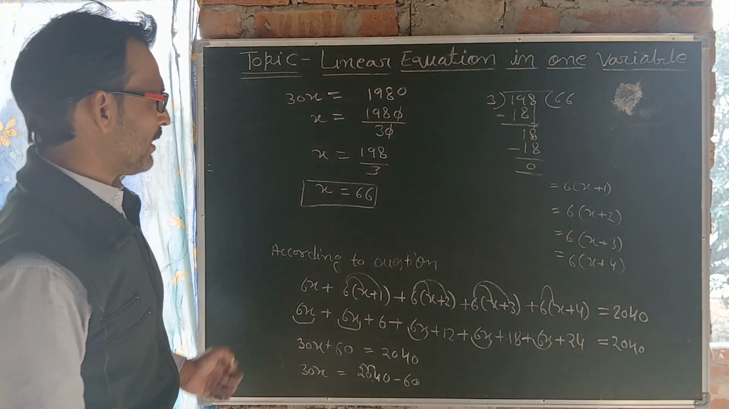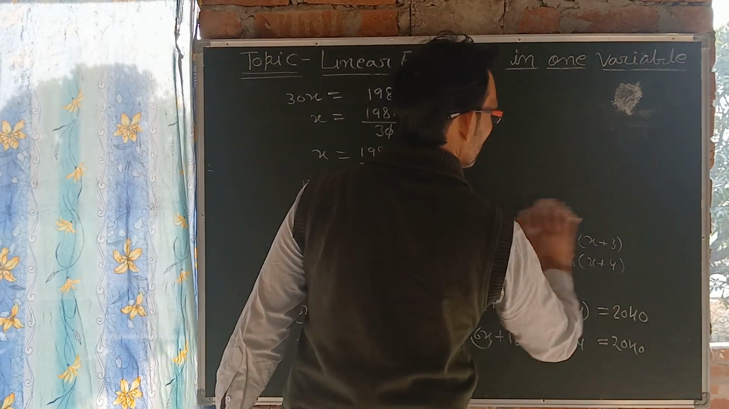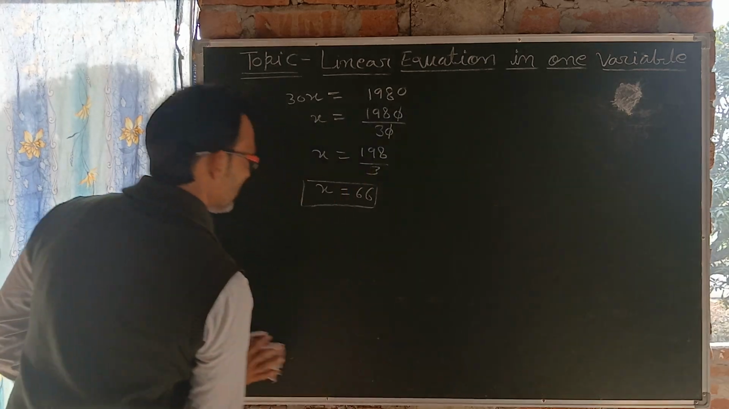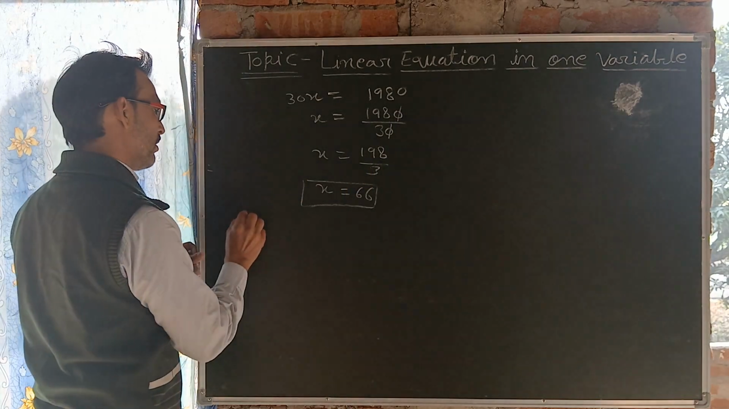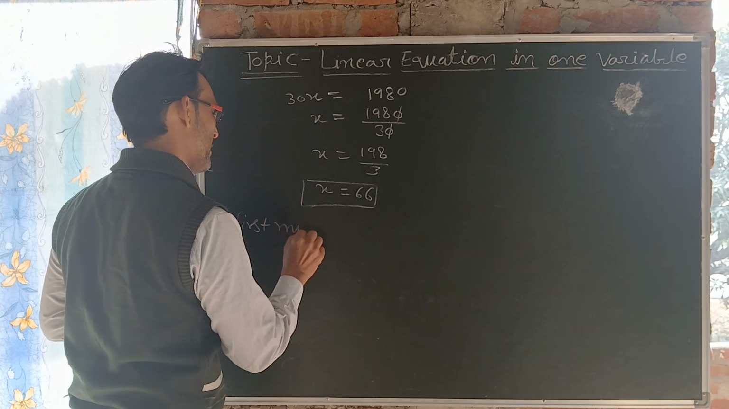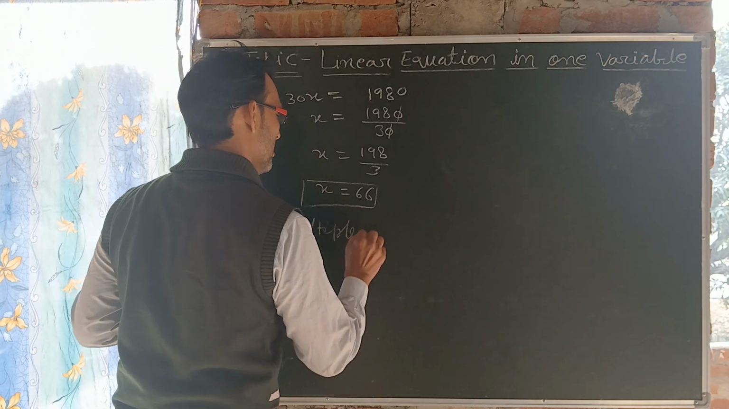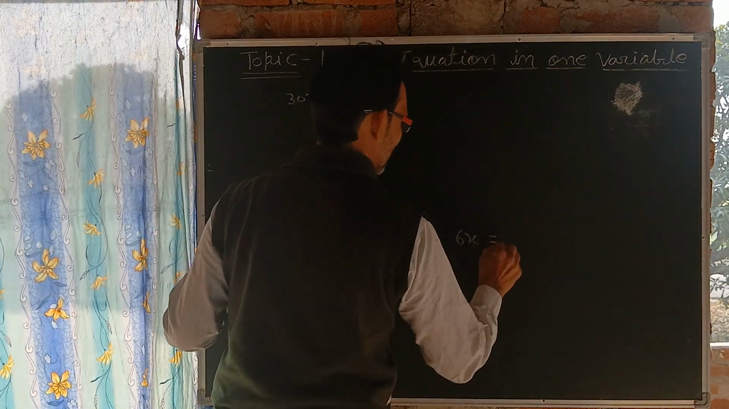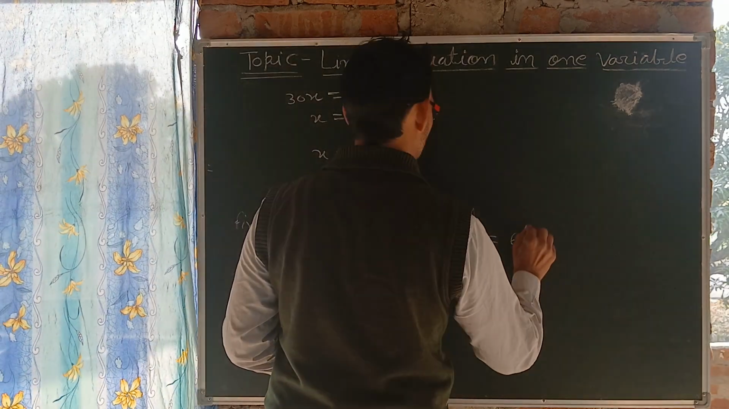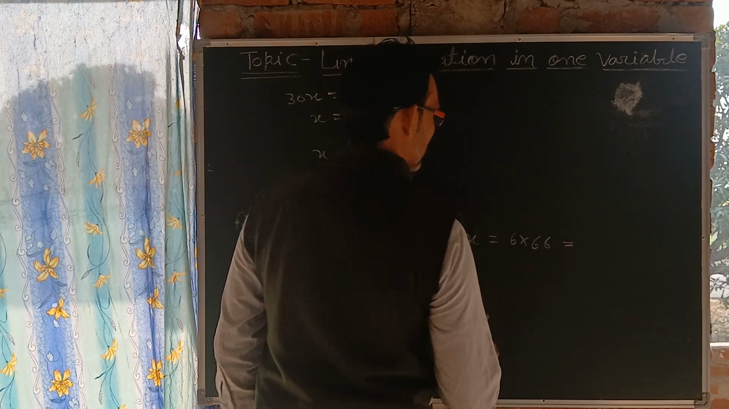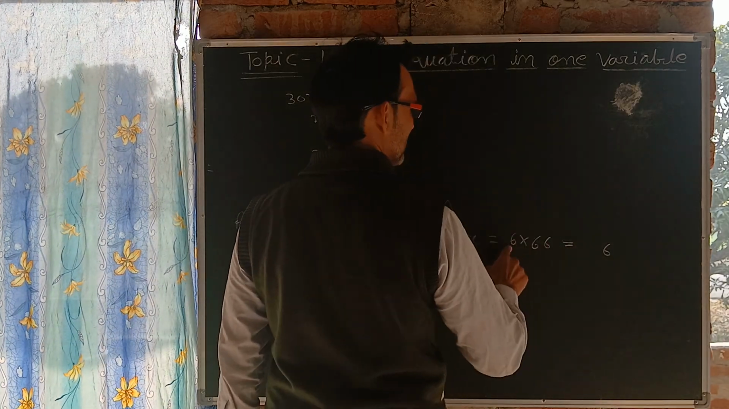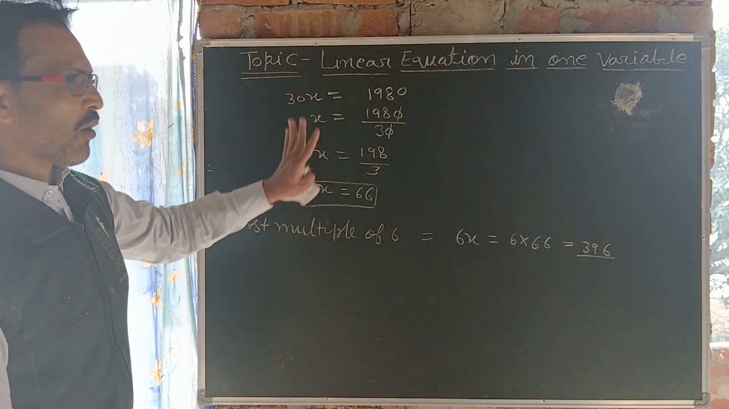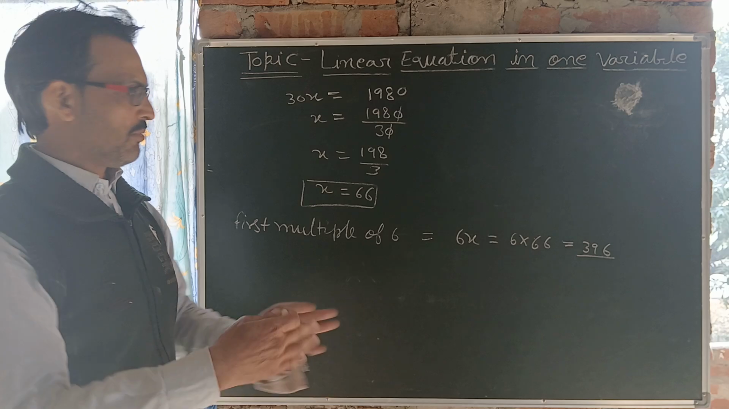But now we have to find the biggest multiple. The question was that we have to find the biggest multiple. For that, what were our multiples? The first multiple of 6 was 6x. So 6 into, in place of x, 66. 6 sixes are 36, carry 3, 6 sixes are 36, and 3 is 39, so 396. It will be the smallest out of the 5 multiples which were asked.